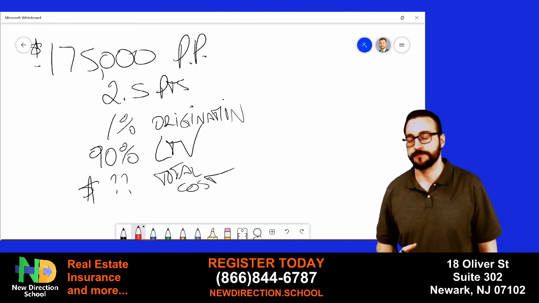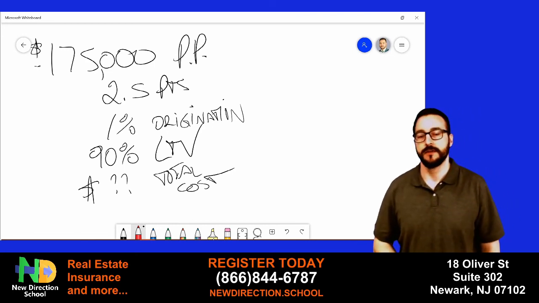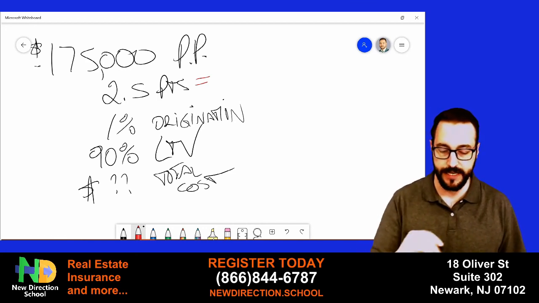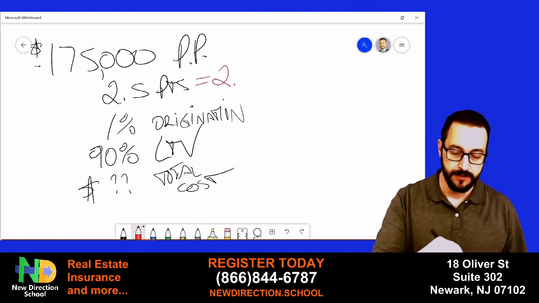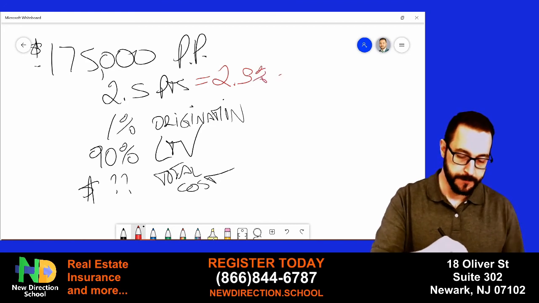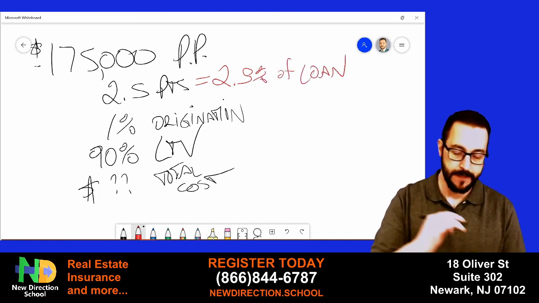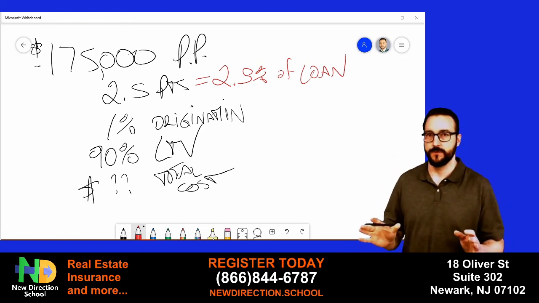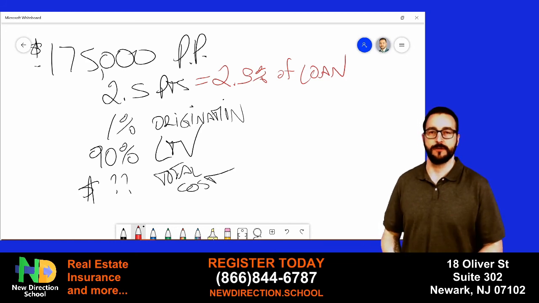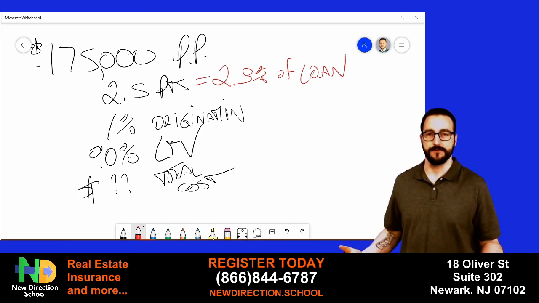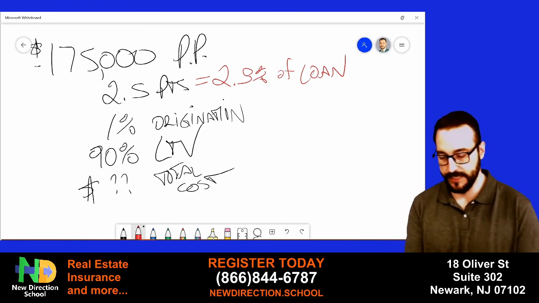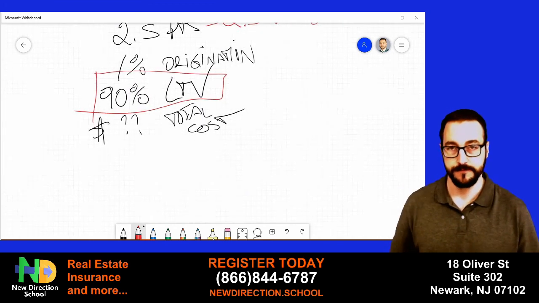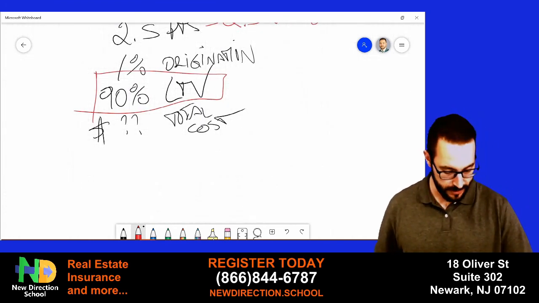First question is, what are points? And points we already know, they're 1% of the loan. So in this case, 2.5 points, 2.5% of the loan. We got this. But wait, we don't have a loan. We don't have a loan amount yet, right? How are we going to get there? Easy. We have the next best thing, which is 90% LTV. So let's figure out what the loan is.